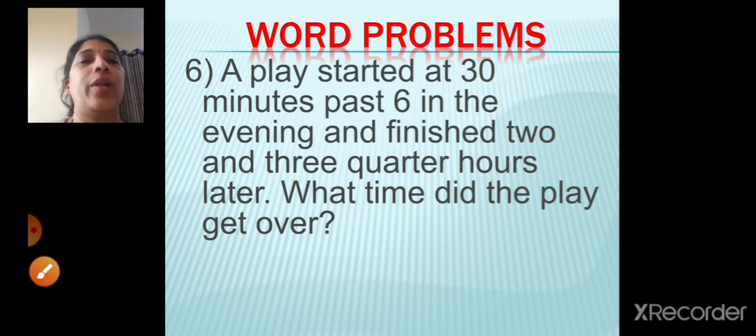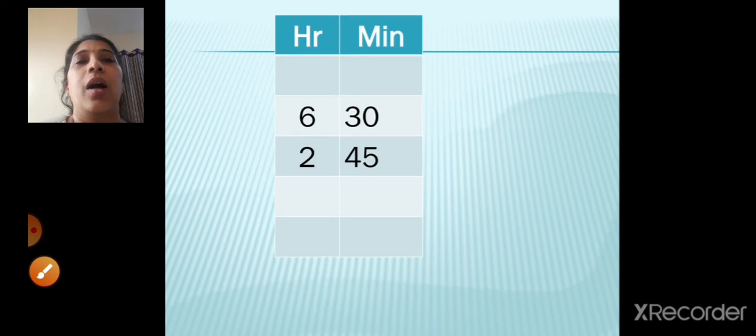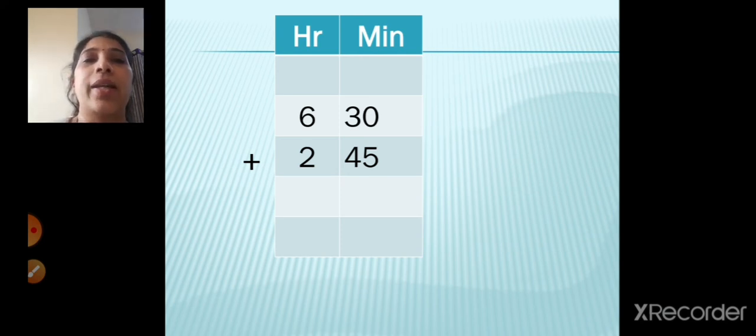So how will you write it? Again we'll prepare 2 columns, hours and minutes, right? So it was 30 minutes past 6 in the evening. So what we have written? We have written 6 hours and 30 minutes. So 6 we will write in hours column, 30 we will write in the minutes column. Then it finished 2 3/4 hours later. So 2 hours 45 minutes, right? Quarter hours is 45. 3/4 is 45 minutes, right? So 2 you will write in the hours column and 45 you will write in the minutes column.